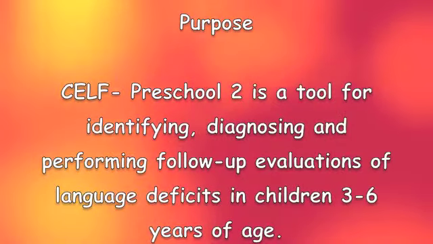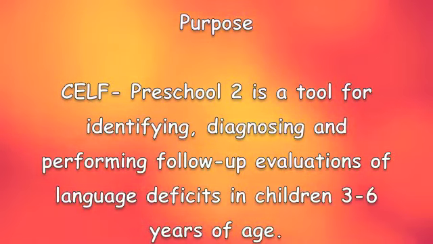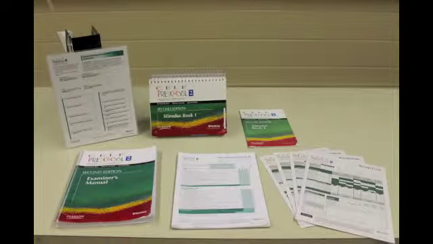CELF Preschool 2 is a tool for identifying, diagnosing, and performing follow-up evaluations of language deficits in children 3 to 6 years of age. The materials included in the CELF P2 are the Examiner's Manual, Stimulus Books 1 and 2, the Record Form, the Concepts and Following Directions Stimulus Sheet, and checklists including the Pre-Literacy Rating Scale and Descriptive Pragmatic Profile.